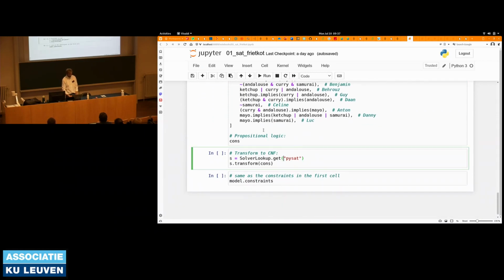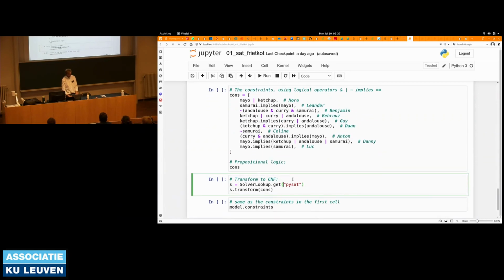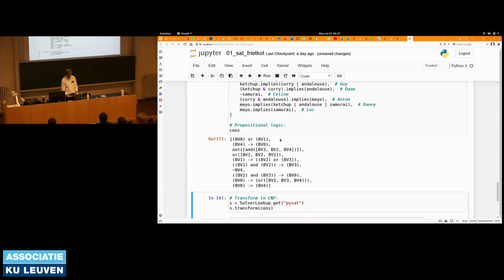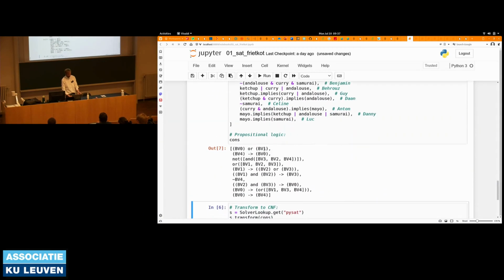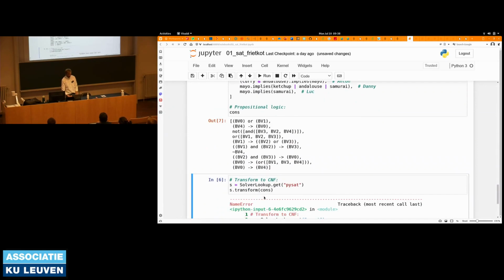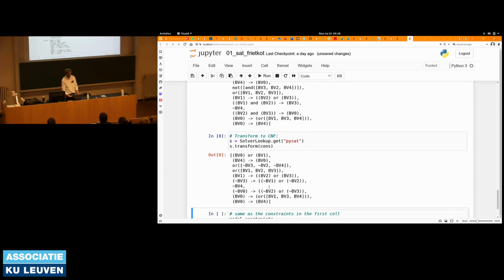So if you give this list and you say that you want to solve it with PySAT, then, interesting, I have to run that cell first. And so if I print this, it looks like what I just wrote, and then the library will do these transformations.